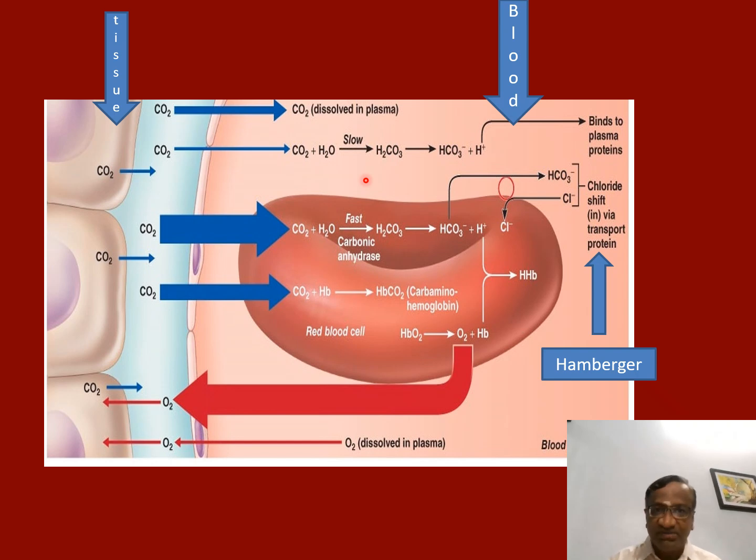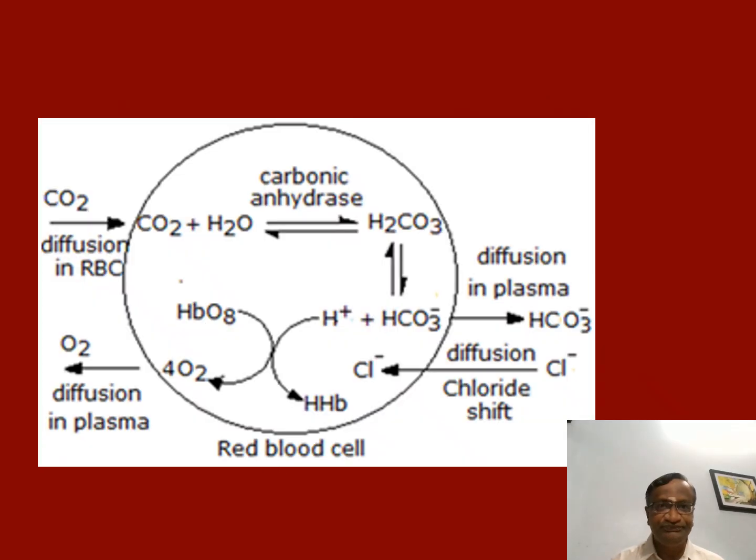Inside the RBC there is a shift of chloride. That is what is called the chloride shift or the Hamburger shift. Now, this H+ displaces O2 and HbO2 becomes HHb. The carbon dioxide is coming out, the oxygen is going into the tissues. HbO2 dissociates to form oxygen here and Hb, and this forms HHb here. This is what is happening in the tissues versus blood.